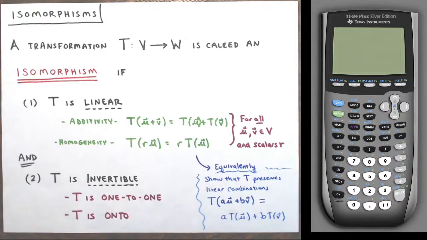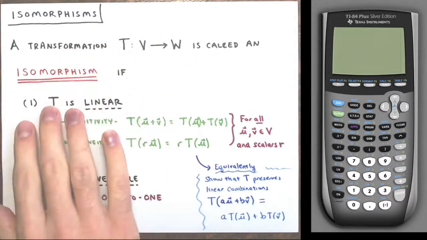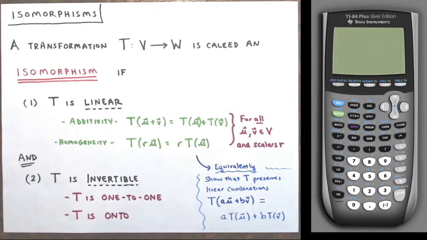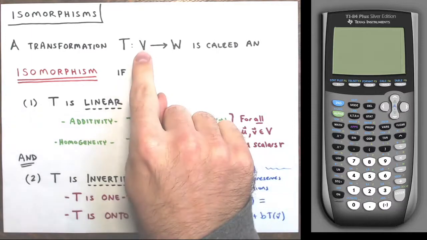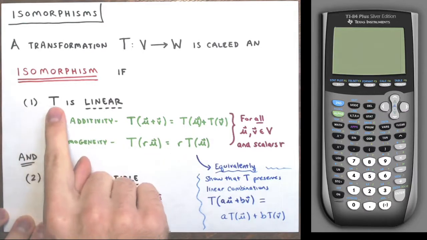So in order for T to be an isomorphism, it's got to preserve linear combinations. Any linear combination in V will map to a corresponding linear combination of vectors in W. Another way to say this is that they have the same structure when they're isomorphic. We'll get to that in a second. So one, T is linear.